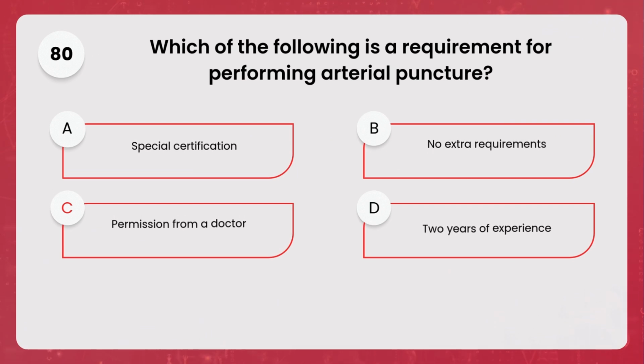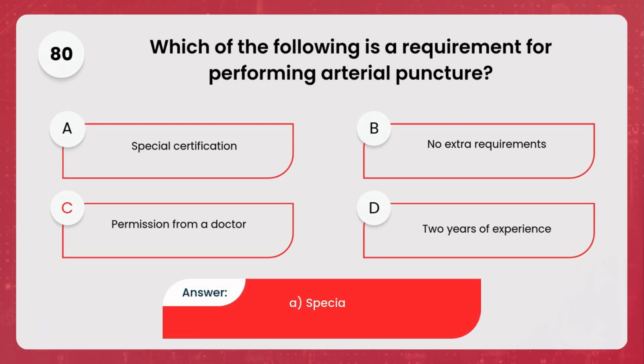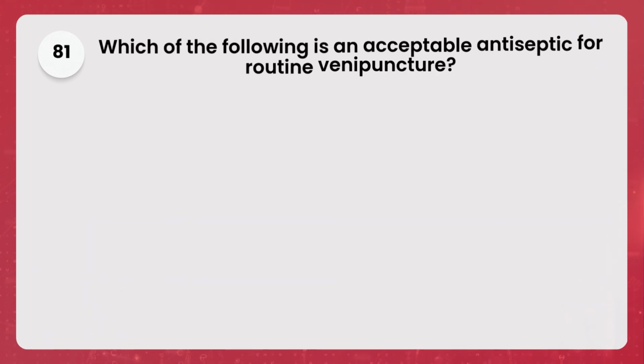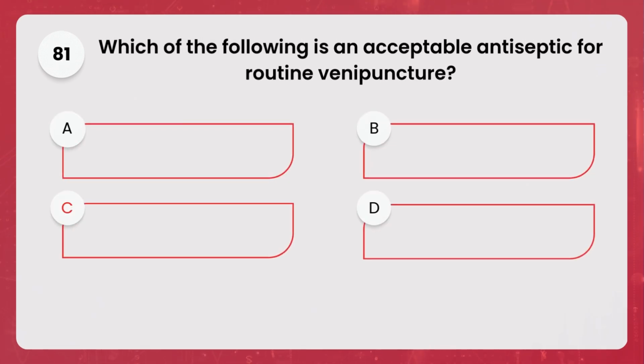Number 80. Which of the following is a requirement for performing arterial puncture? A. Special certification, B. No extra requirements, C. Permission from a doctor, D. 2 years of experience? The answer is A. Special certification.